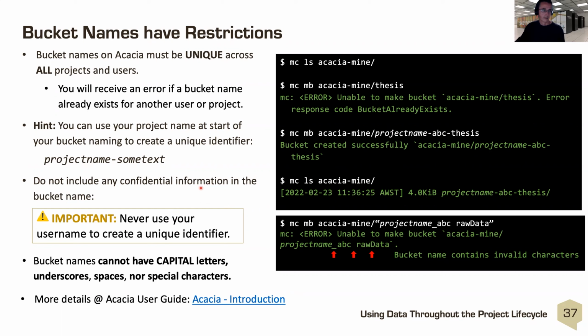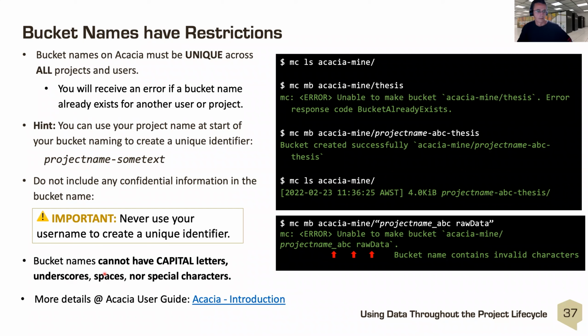The other thing to mention about name restrictions in buckets is that they cannot have capital letters. This is very important. I hit this wall many times when I started using Acacia. I hit this other wall many times, which is the underscores. I'm very used to using capital letters and underscores in the naming of, for example, directories. You cannot use underscores. You can use normal dashes, but not underscores. So these are the two main restrictions, I think.